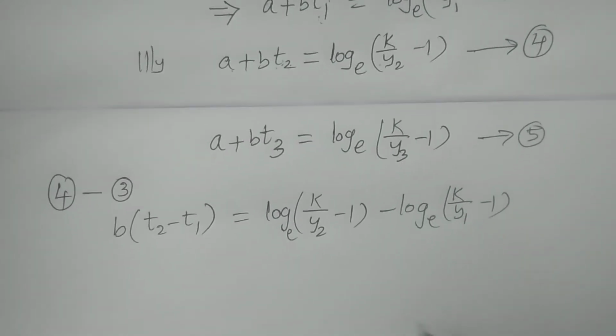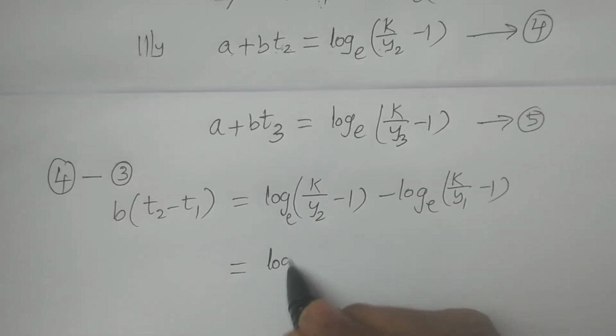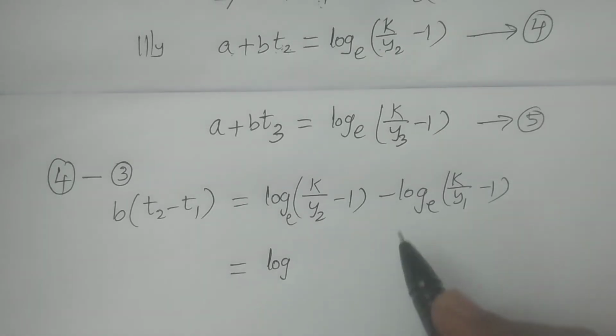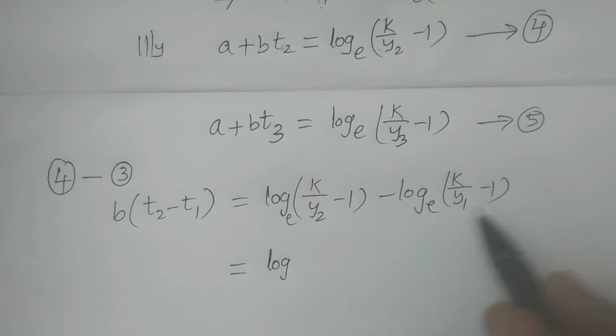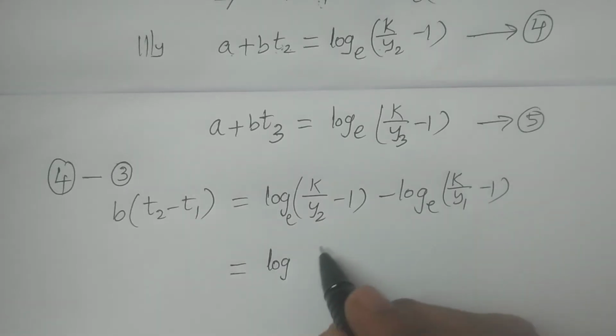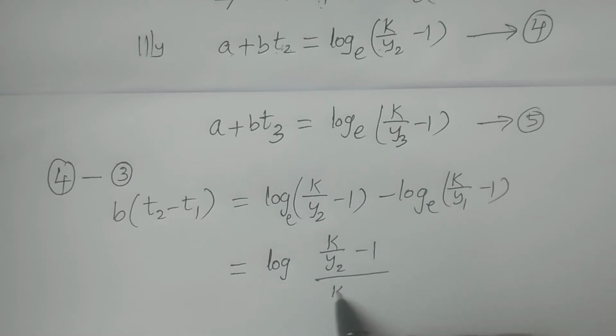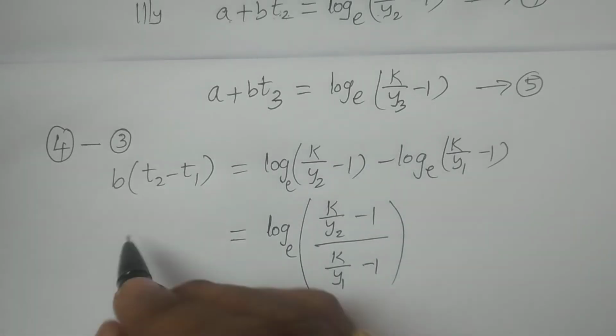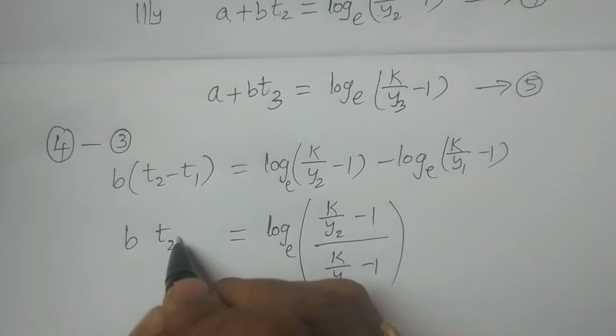Which is equivalent to log a minus log b, which is log a by b. So log of k by y2 minus 1 divided by k by y1 minus 1. This is the value here for b into t2 minus t1.